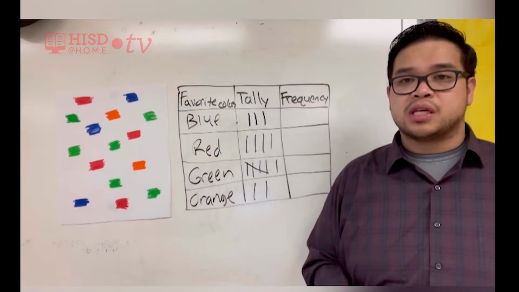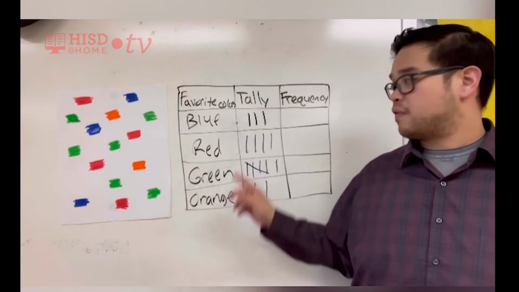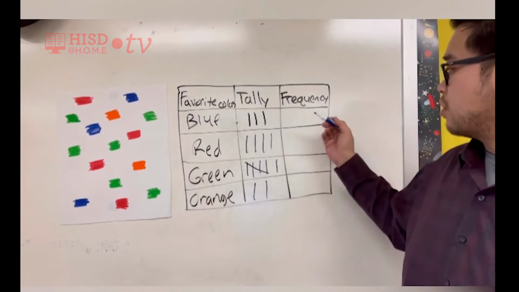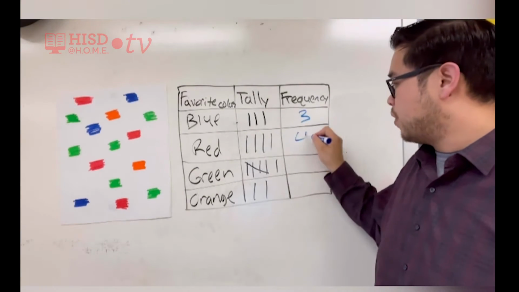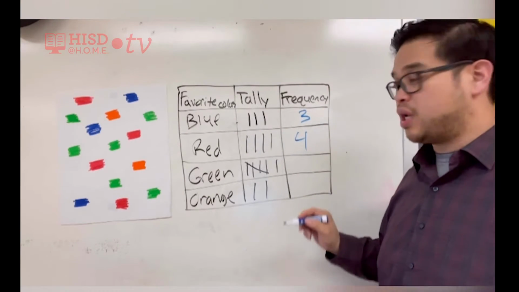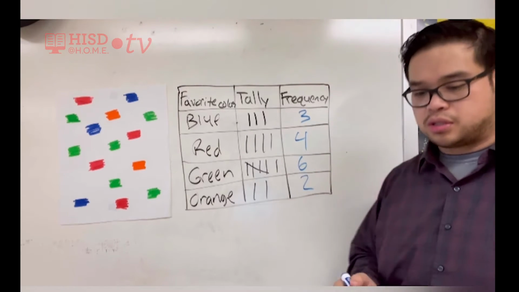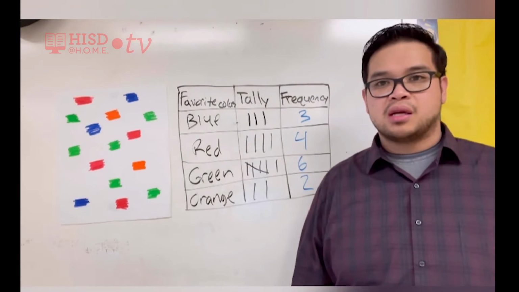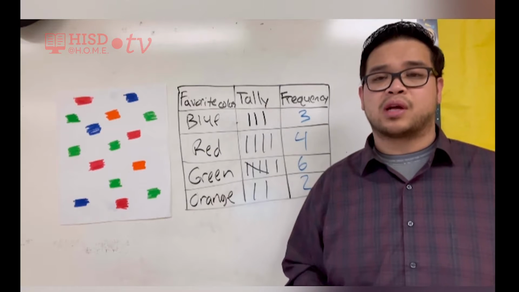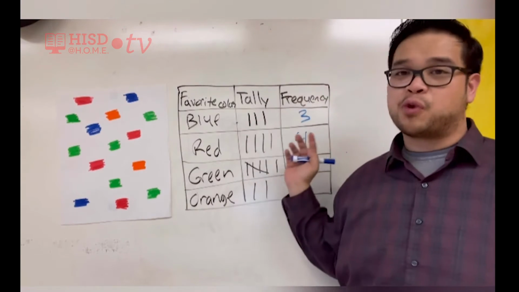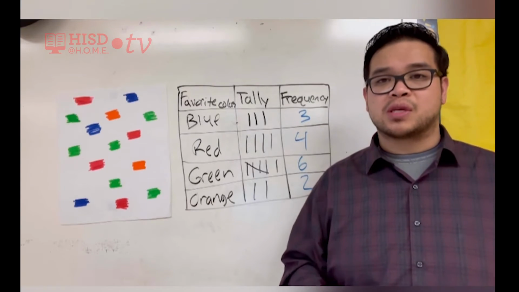Now, what we have to do is change the tally marks to a frequency. And now all that is, is writing the number of how many tally marks we have. So we had 3 blue, 4 red, 6 green, and 2 oranges. So now that you know how to do this, it should help you along with the rest of the lesson, so that way we know how we're collecting data, changing it from a tally to frequency, and whatever we're going to get into. So that way you will be prepared for the rest of this lesson.